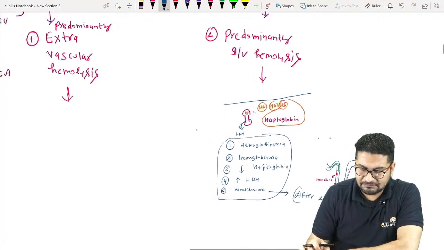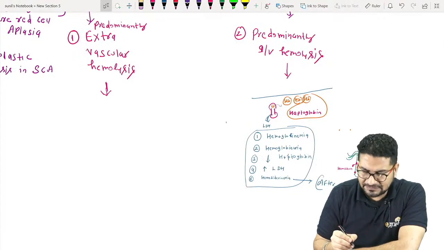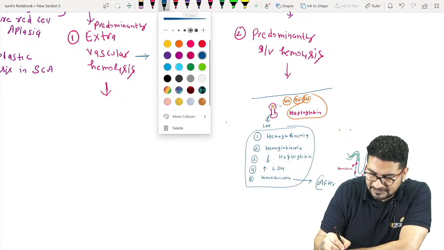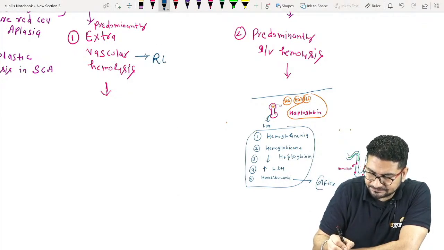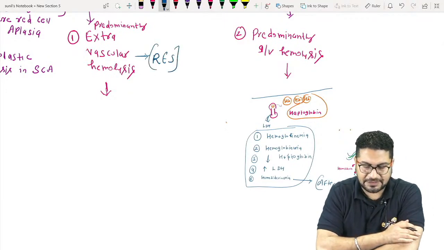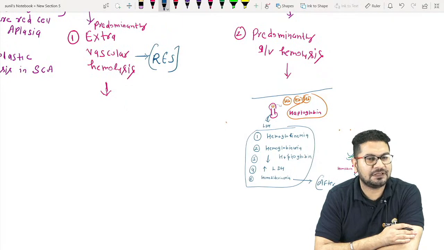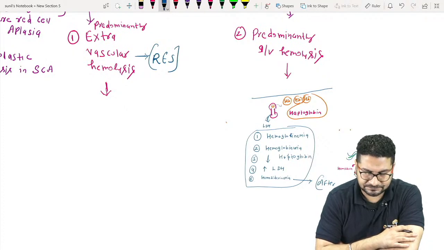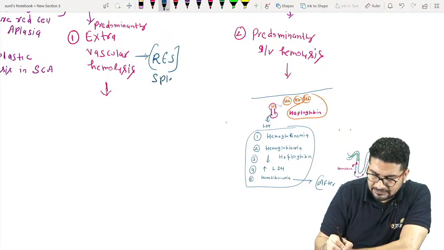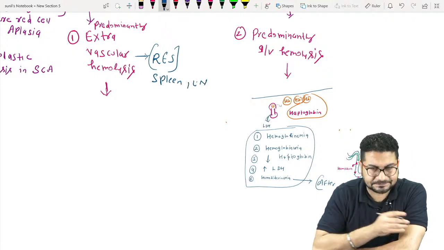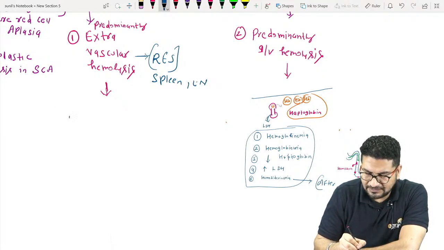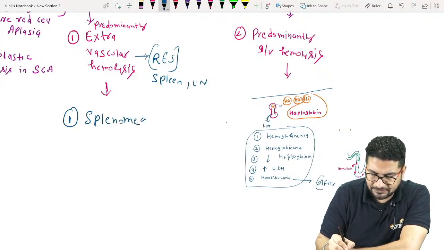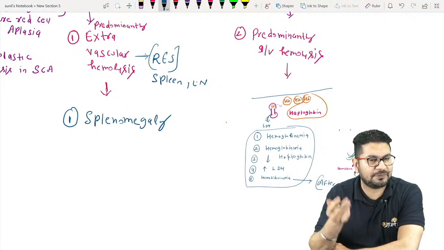Am I clear? If I say RBCs are dying outside the vessel, outside the vessel means where? Outside the vessels means they are dying in the reticuloendothelial system. The reticuloendothelial system means your spleen, lymph node, right? They are dying in the spleen, they are dying in the lymph node. If RBCs are dying in the spleen, sometimes you will see a patient with anemia can develop splenomegaly because more RBCs are going to the spleen, so the spleen will enlarge.